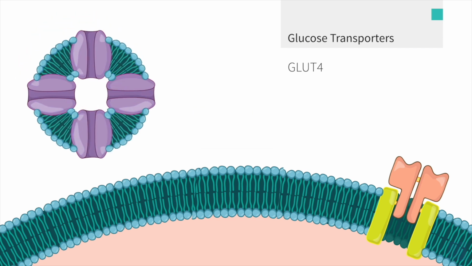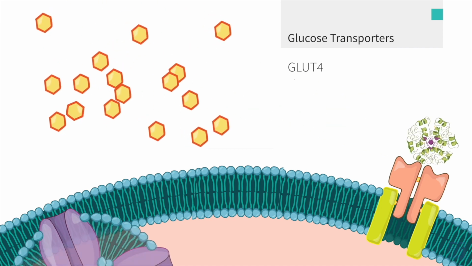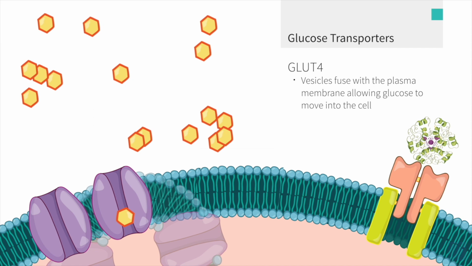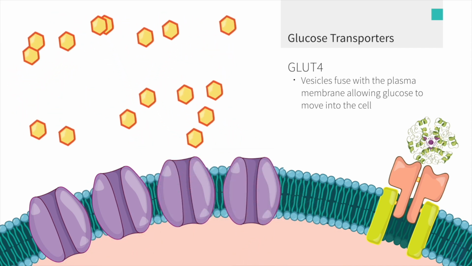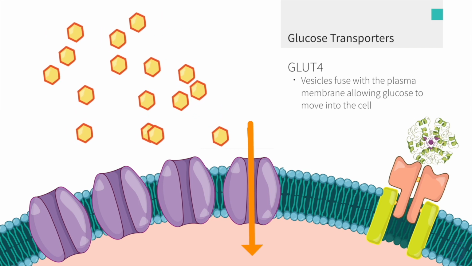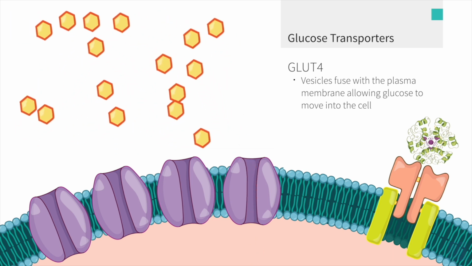This brings us back to the GLUT4 transporters in insulin-responsive cells. These transporters are stationed in the membrane of secretory vesicles, waiting for their signal, and in response to insulin, these vesicles fuse with the plasma membrane, allowing glucose to move into the cell from the bloodstream. You can think of GLUT4 as tunnels that glucose molecules can flow through along their concentration gradient.